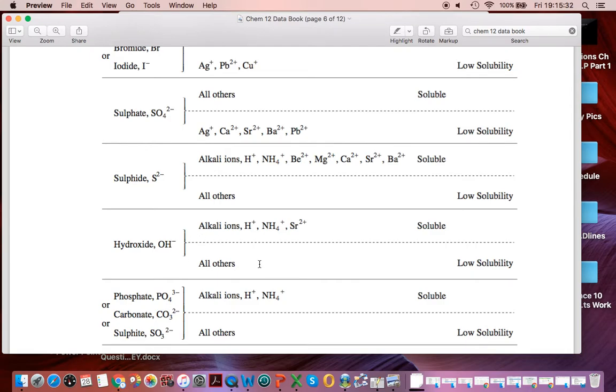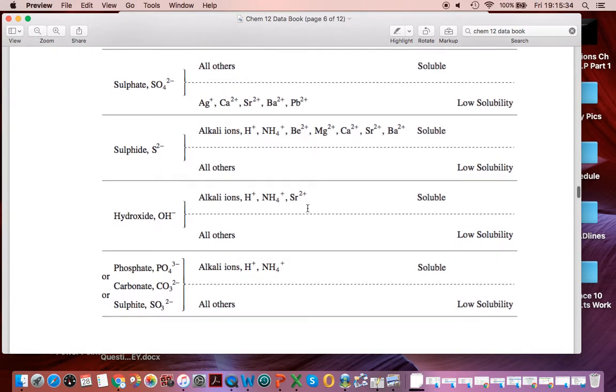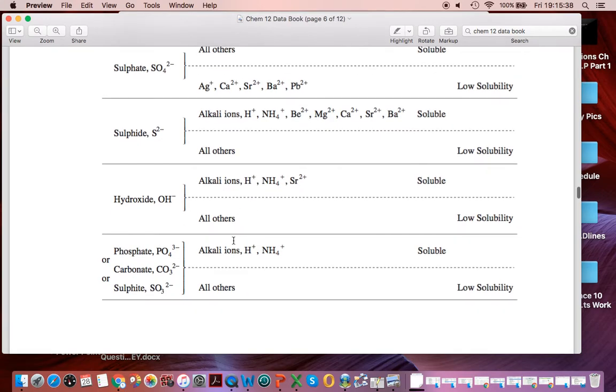Hydroxide tends to precipitate out. Alkali metals and ammonium and strontium will be soluble, and the hydrogen. And then these things, the phosphate, carbonate, sulfite, behave the same way, and so they typically have, if the metal ion is going to be low solubility, we're going to get a precipitate.